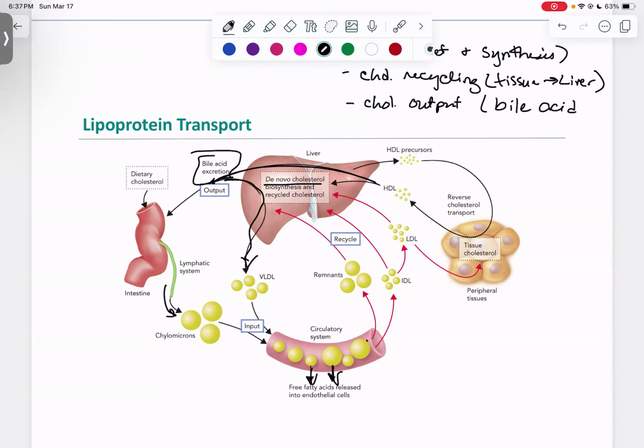Once they drop off, then you get remnants of those really big chylomicrons. You get intermediate density lipoproteins. As they continue to drop things off, you'll get low density. The only one that's kind of weird that goes in reverse is our HDL precursors. These HDL precursors go out into the bloodstream. They don't have anything in them. They're mostly just proteins. And they pick up tissue cholesterol, and then they bring it back to the liver. So that's why we call it the good cholesterol, right?